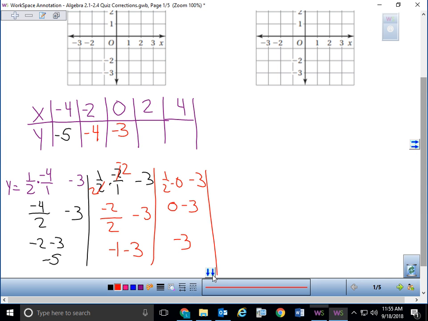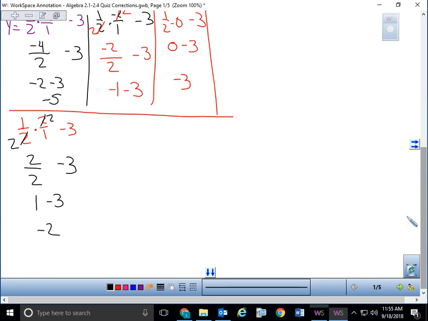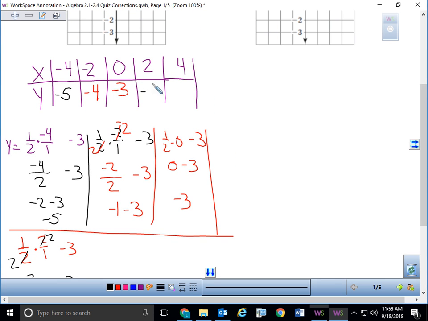I'm going to scroll down. Plugging in 2 into my equation, I have 1/2 times +2, then subtract 3. Again, you can cross-reduce. 2's have 2 in common, so I'm going to divide diagonally by 2. So this is 1 times 2 is 2. 2 times 1 is 2. Still subtracting 3. 2 divided by 2 is 1. Minus 3 is -2. I'm going to scroll up, put that in my table.